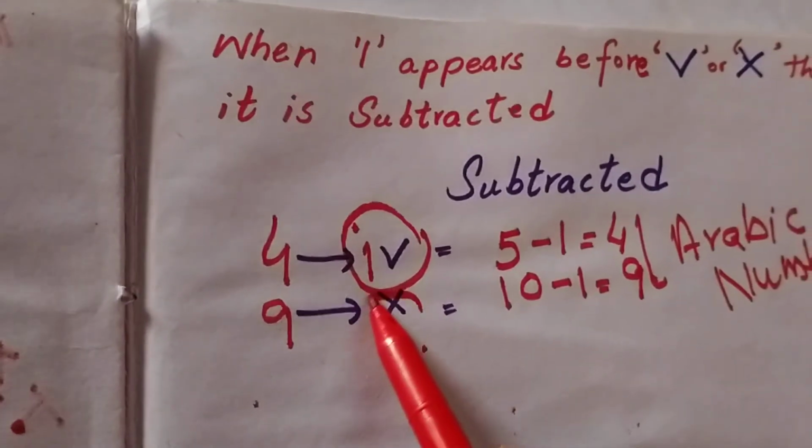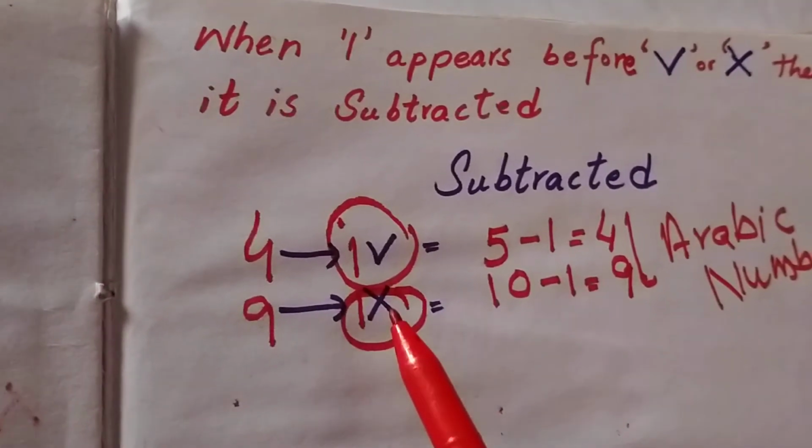These are Roman numerals. In Roman numerals, 9 is written like this.